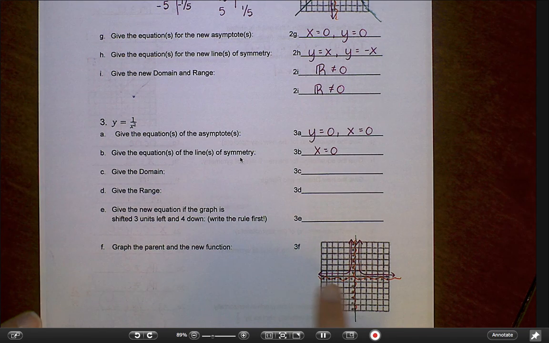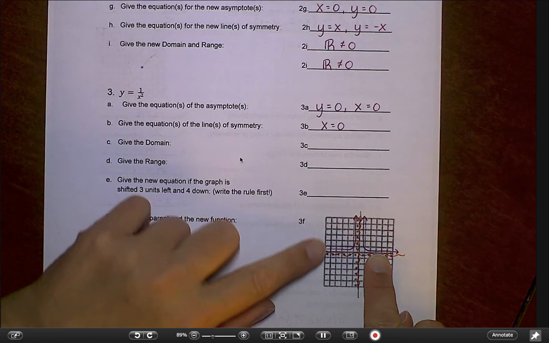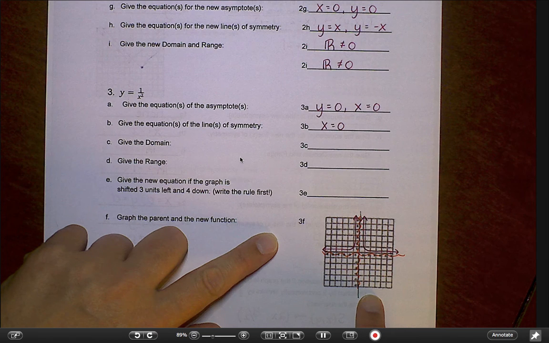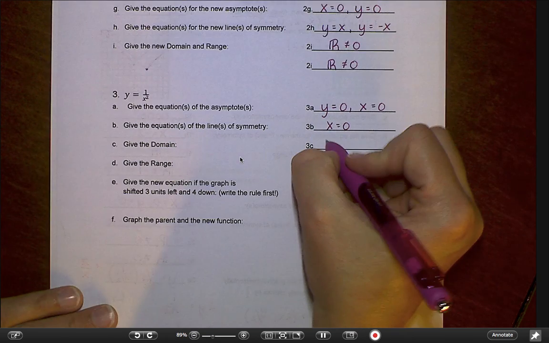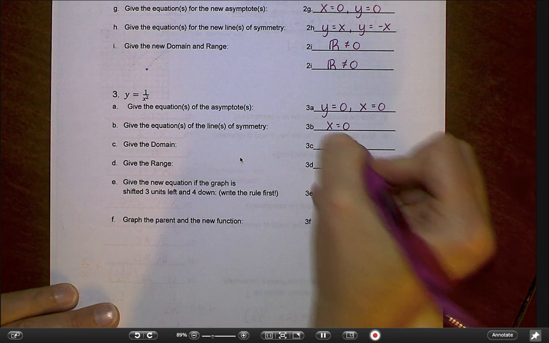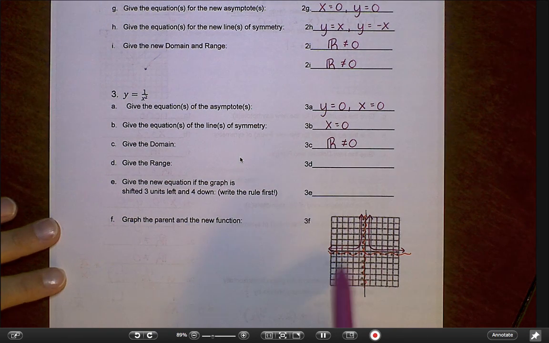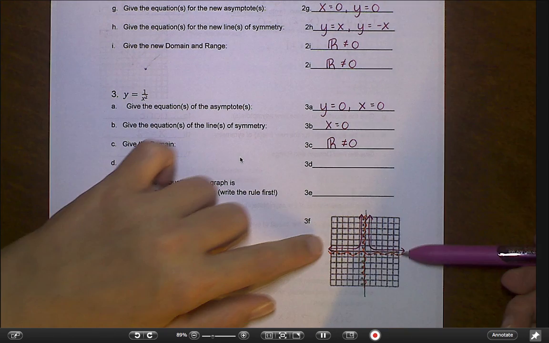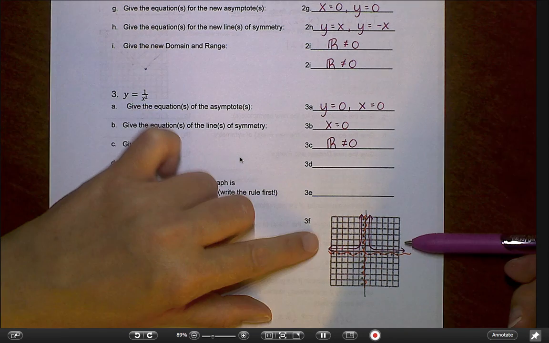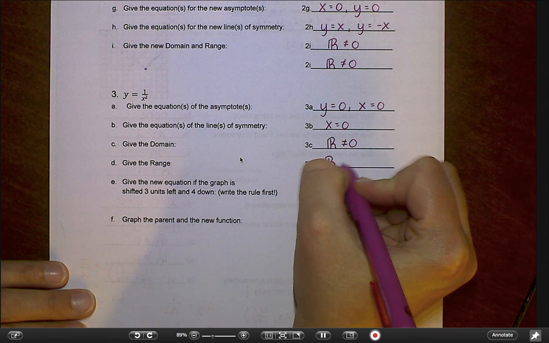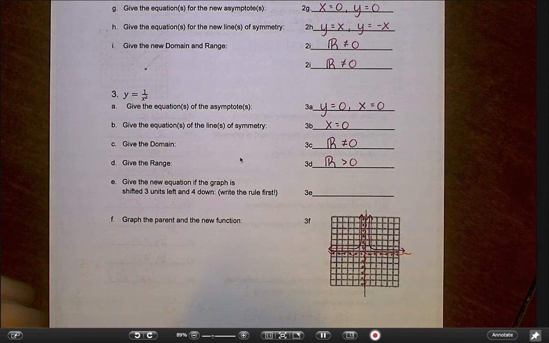Domain. So this graph also, like the one we looked at before, goes forever left and right, but it doesn't hit this one value in the middle of 0. Okay, so domain is all reals except 0. Range is a little bit different though, because now this doesn't get into negative territory for the y values at all. So I'm just going to say all reals greater than 0, all the reals that are above 0. And do notice that I didn't include 0 because 0 is an asymptote here.